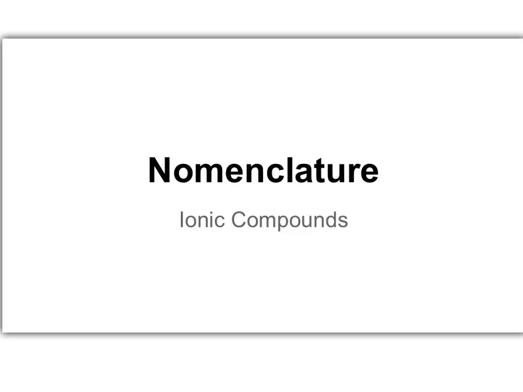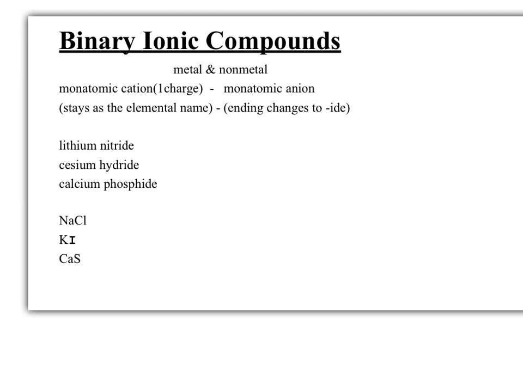First type of compounds we're going to take a look at are ionic compounds. Binary ionic compound. Think about what the term binary means. Binary means two. So we're going to be dealing with compounds of this type being made up of two elements, one metal and one non-metal.